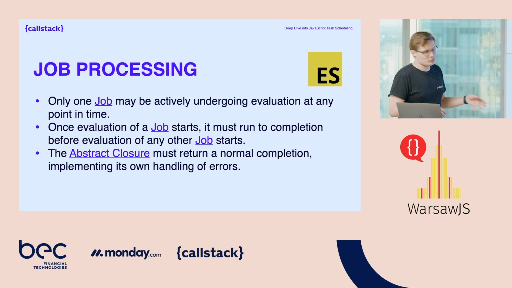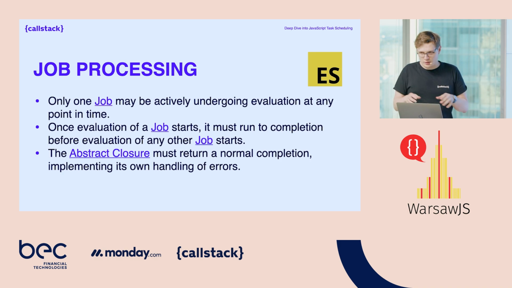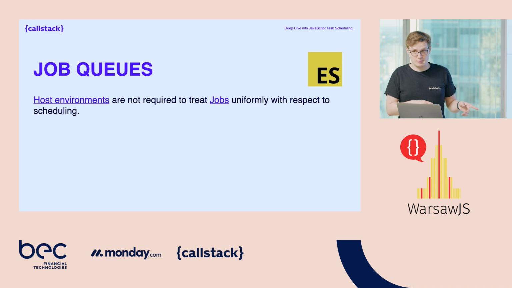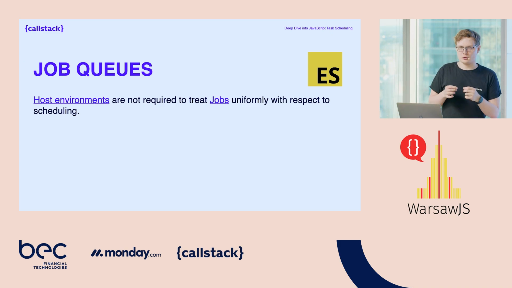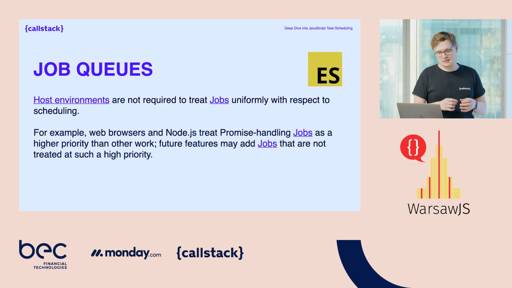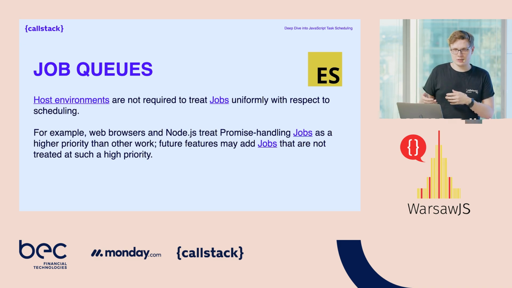And the abstract closure, that is actually a function of our script, so it's just a piece of code to be executed, must return a normal completion. That's why I mentioned the call stack, because it has to be successful. And job queues, this is also a part from the specification. Host environments, so any kind of JavaScript runtime, such as browser, Node.js or React Native, are not required to treat jobs uniformly. And there's even a part in the example that says that Node.js and browsers treat promise jobs higher than others.